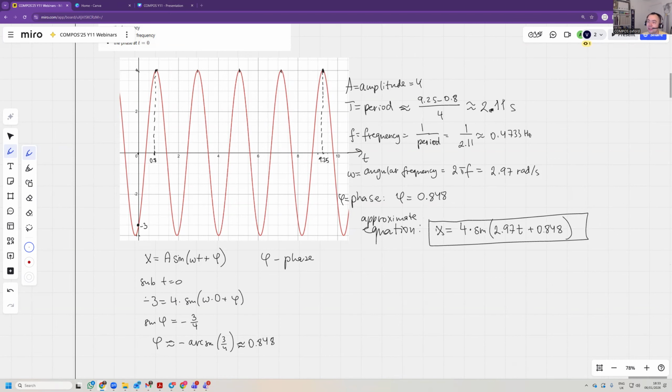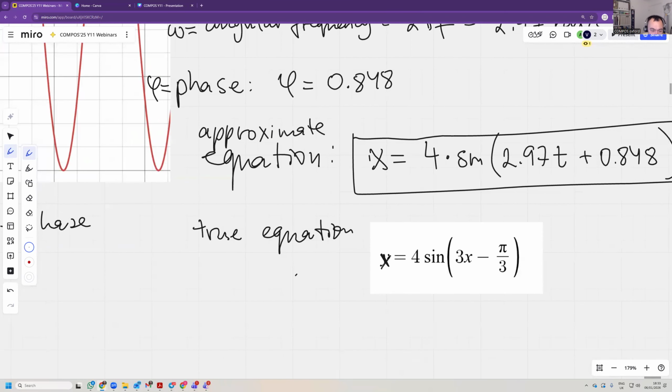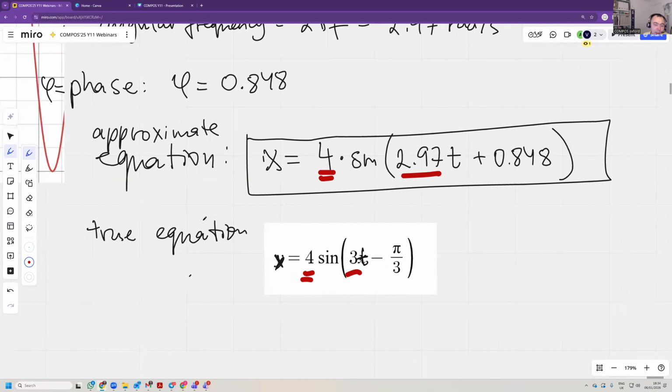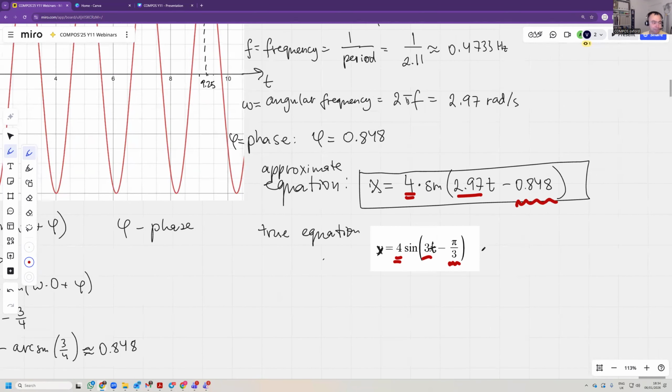And the true equation is this. This is what I put in the calculator. Well, it's not y, of course. It's x, and this is t. But you can see that 2.97 is approximately 3. 4 matches. And 0.848, oh, so minus 0.848 is approximately pi over 3. So this is approximately this. So not bad. Not bad.